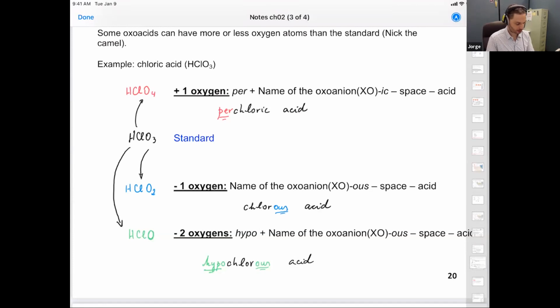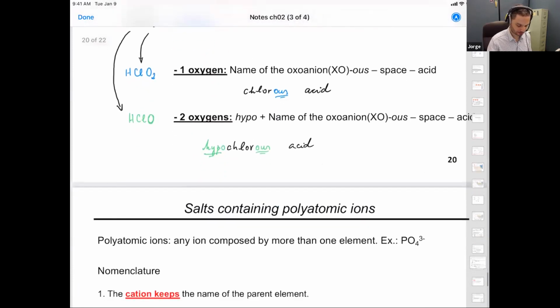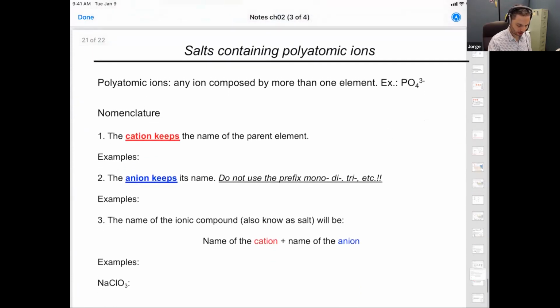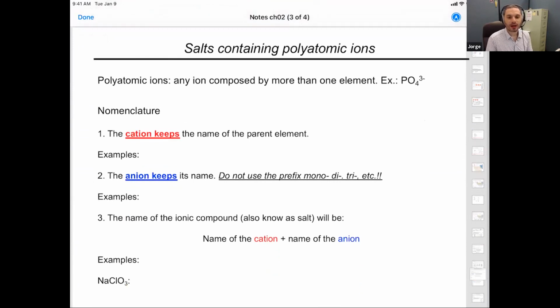All right, so let's move on to the next class of compounds. Now what I have to show you are the salts containing polyatomic ions. Actually, it is an ionic compound here. Polyatomic ions are any ion composed of more than 1 element. For example, here, PO4 3-, which is called phosphate.